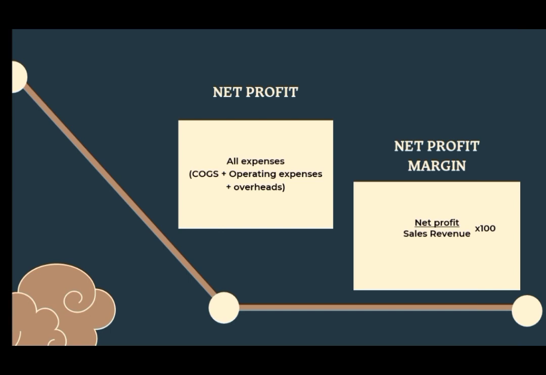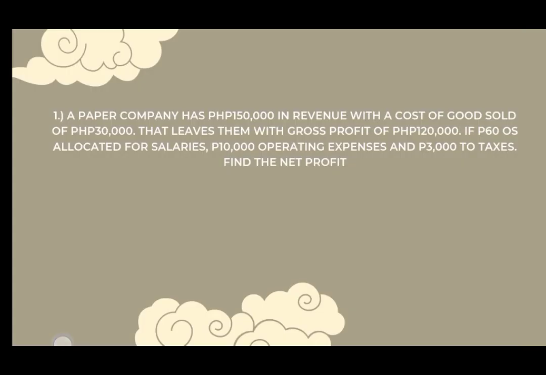So, it's time to solve three problems again. First problem: a paper company has 150,000 in revenue with a cost of goods sold of 30,000. That leaves them with a gross profit of 120,000. If 60 pesos is allocated for salaries, 10,000 pesos for operating expenses, and 3,000 to taxes, find the net profit. Let's find the net profit of problem number 1.